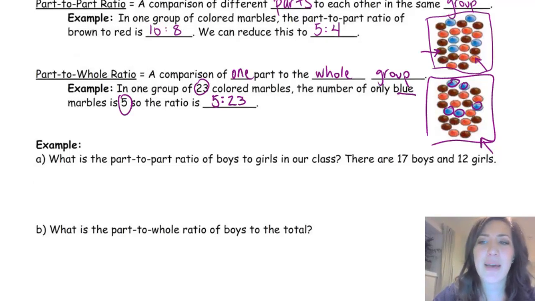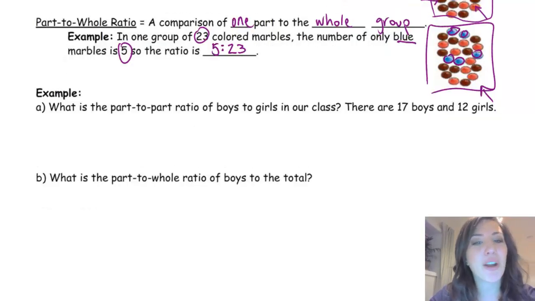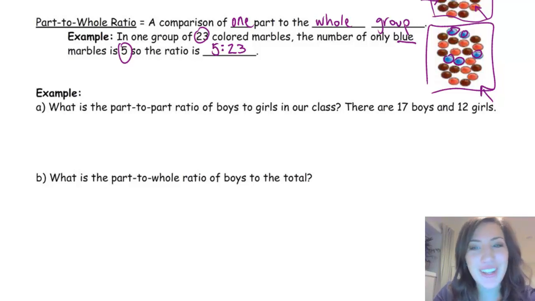So let's try an example other than marbles. First example: what is the part-to-part ratio of boys to girls in our class? Because we're just talking about boys and girls, we could also call this a two-term ratio. I'm going to tell you that in our class we have 17 boys and 12 girls.